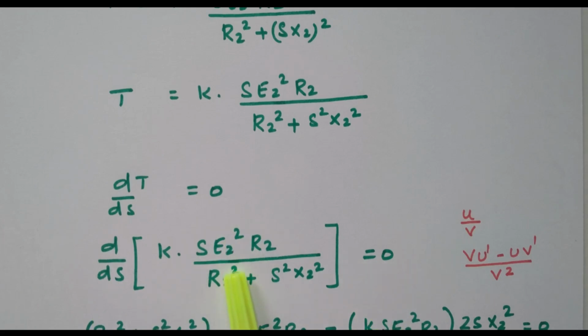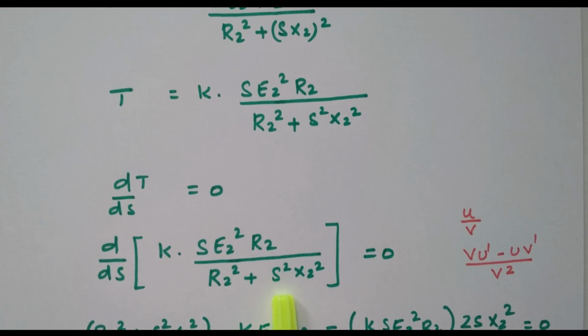So we need to differentiate this expression. See, we are differentiating with respect to s, the slip. The s is available in the numerator as well as the denominator, right?